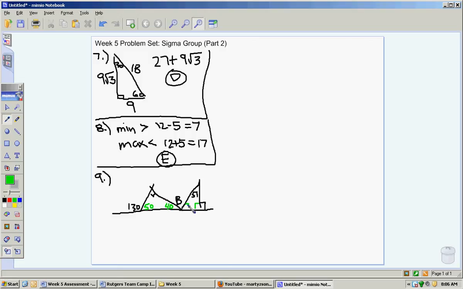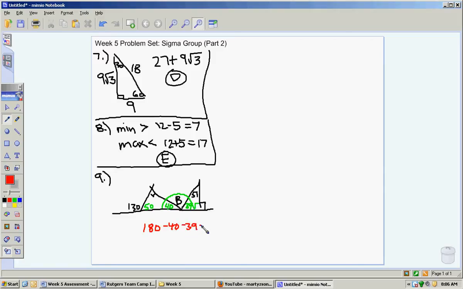And then we're talking about this whole big part here that encompasses angle B. Not a linear pair, but it's a linear triple, so the sum of all three of those angles has to be 180. So if we take 180 and we subtract 40 and we subtract 39, we'll get angle B.